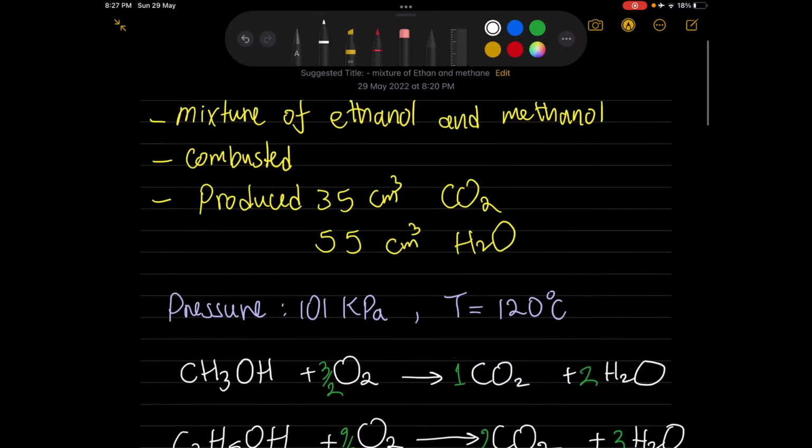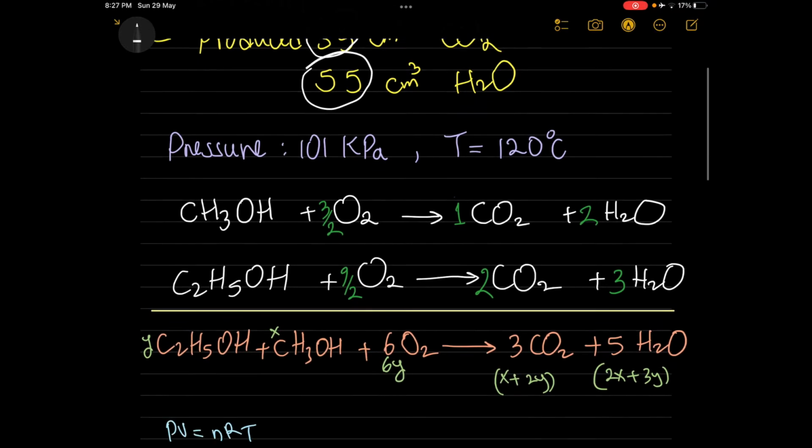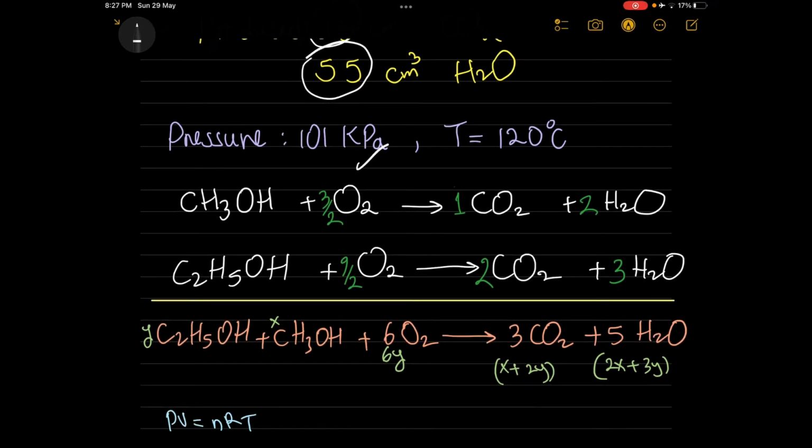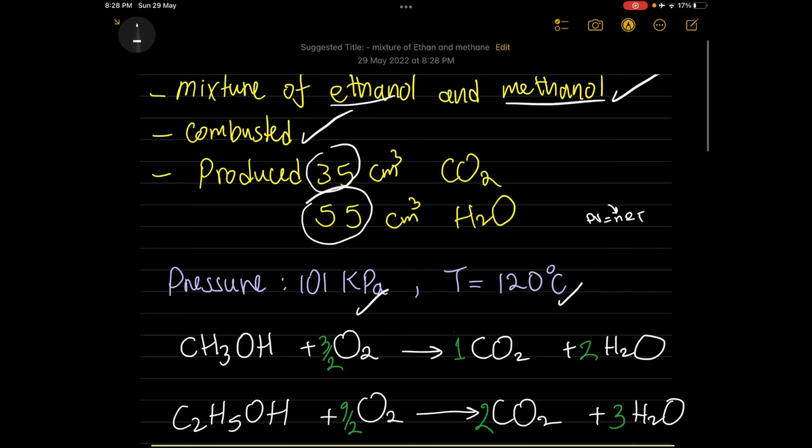Let's start with this one in here. The mixture of ethanol and methanol is combusted completely, and we got these volumes of carbon dioxide and water. We have a pressure and a temperature. Once you are given such information, you have to keep in mind that we're going to use PV = nRT, find the moles, and then find the ratios. But this is not as simple as we think, because you have a mixture of both ethanol and methanol combusted together in a great amount of oxygen.